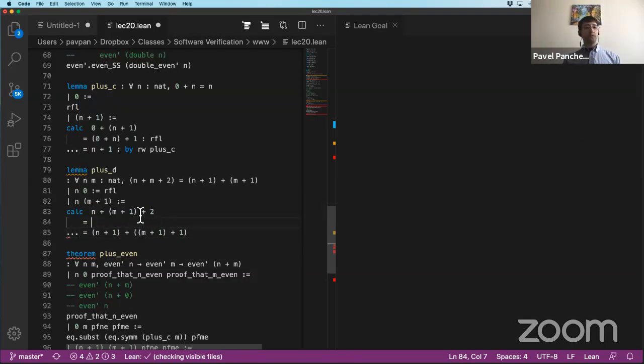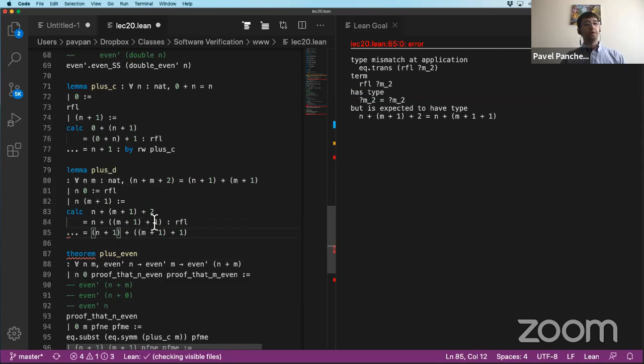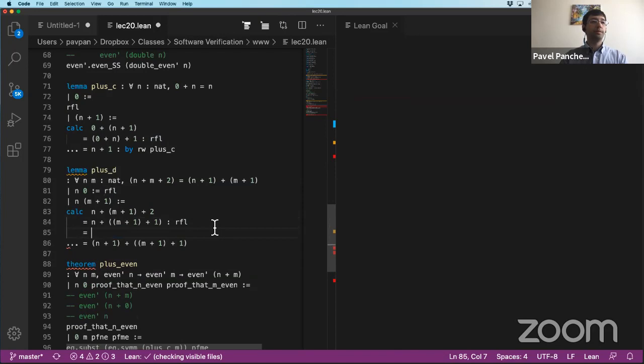We'd like to rewrite this into this form, and we can do that by working backwards. This is relying again on the fact that when I do addition and I know some fact about the right-hand side, I can expand that addition.